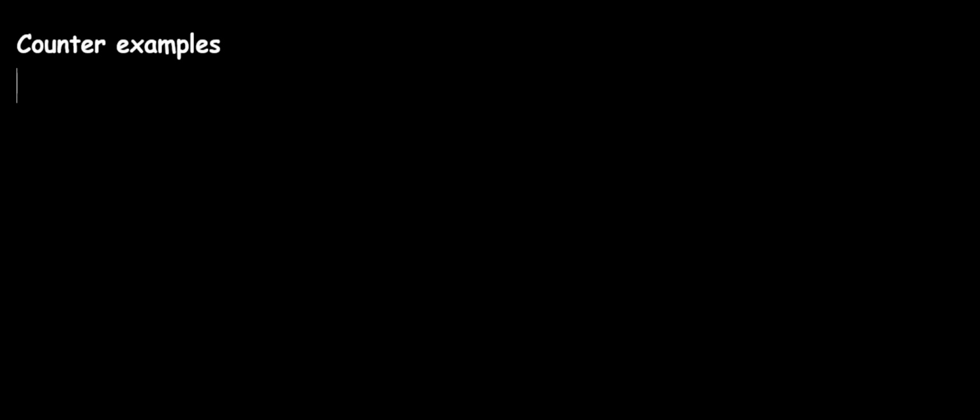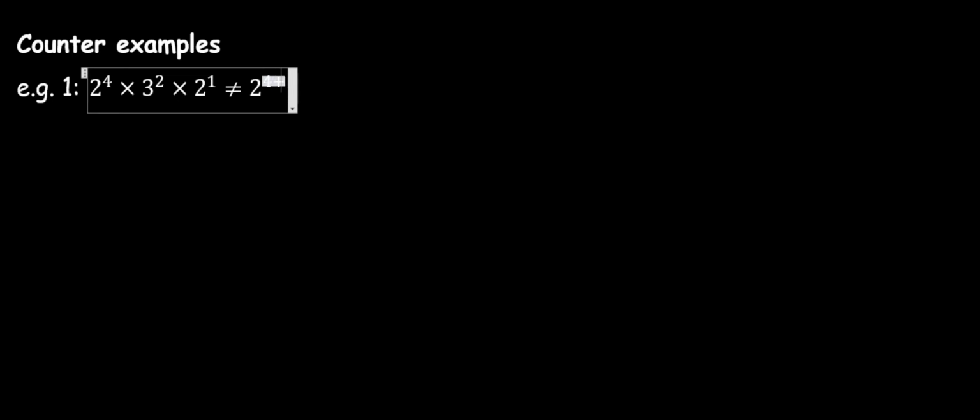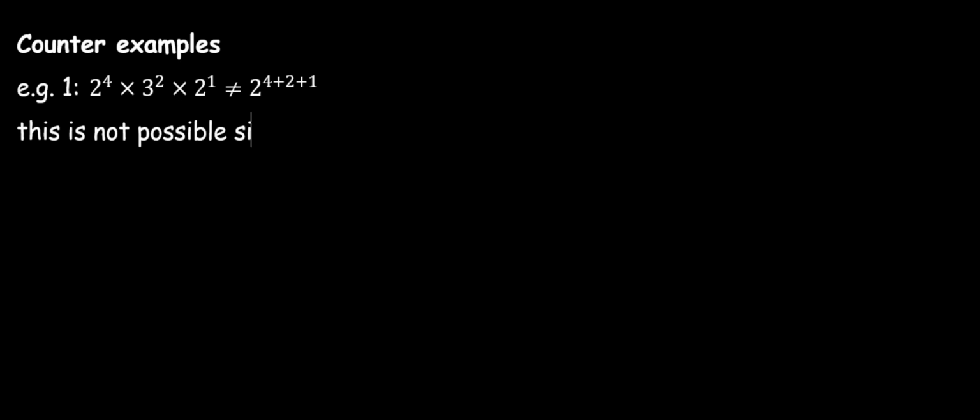Counter examples. Example 1. 2 raised to power 4 times 3 raised to power 2 times 2 raised to power 1 is not equal to 2 raised to power 4 plus 2 plus 1. This is not possible since 3 is not a base 2 number. It's not in the same base with 2.